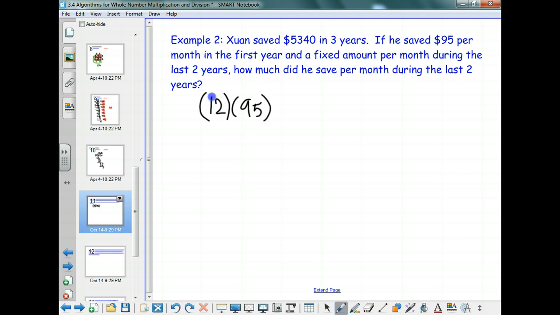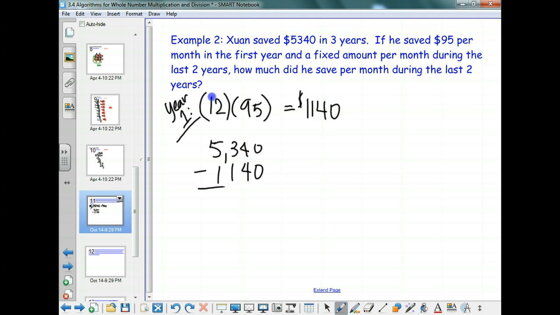Okay? So you're going to take your 12 times 95, and somebody's going to tell me what the solution is to that, even if you grab your calculator. What is it? Close. 1140. So he saved 1140. This is the first year. All right, then what? All right, so 5,340 minus the 1140.